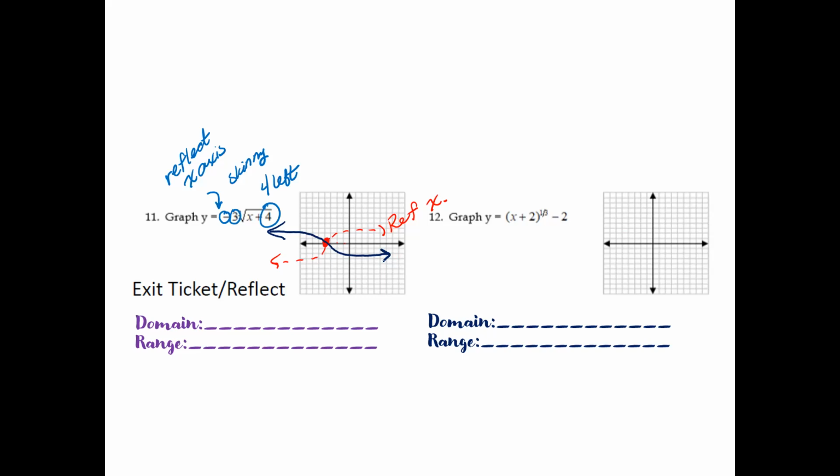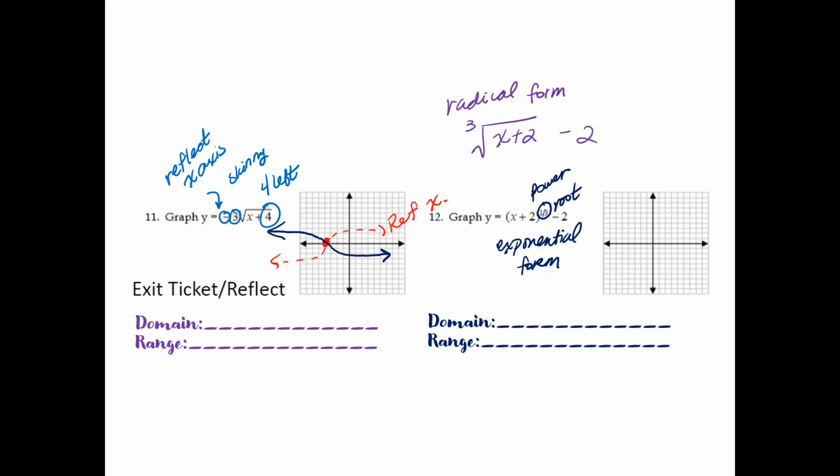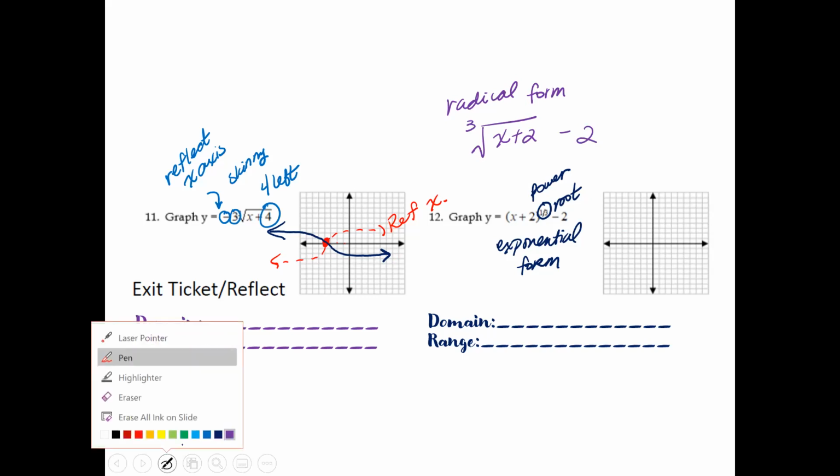For number 12, notice how it has 1/3. Remember, the 1/3 is just the power over the root. This is just in exponential form. We learned how to write this from exponential form to radical form. We practiced in class. And so all this means is that you just put in the cube root, x plus 2 goes on the inside, minus 2 goes on the outside, okay? And you just graph it as is.